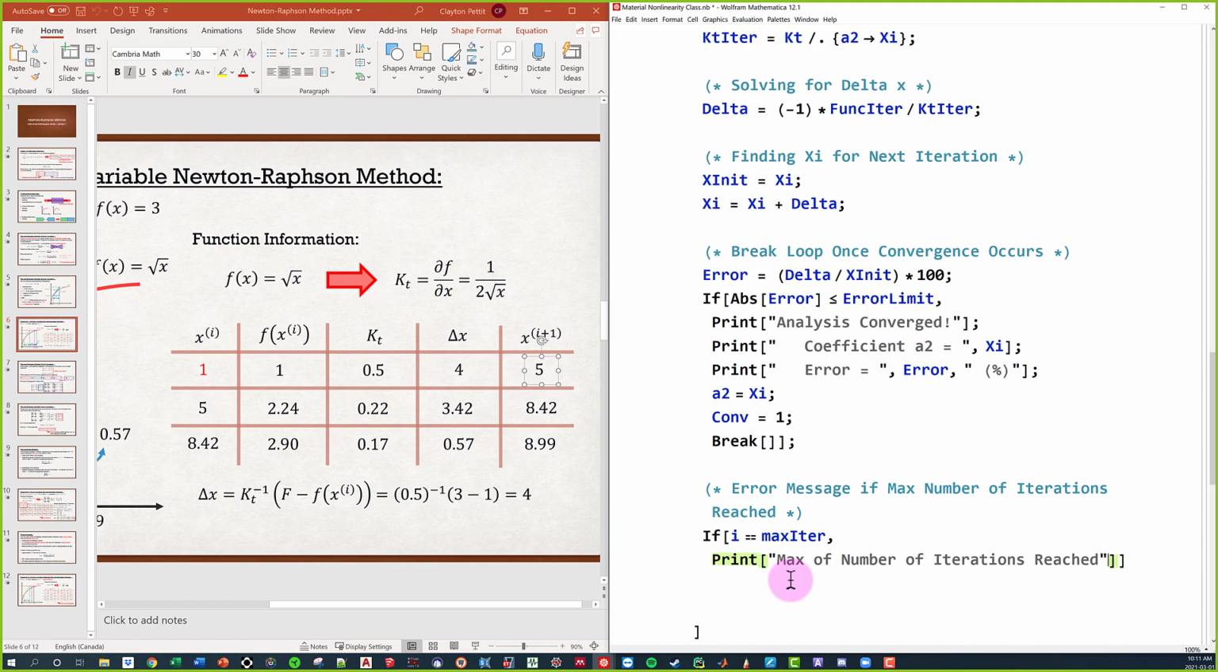So this just lets us know that the program quit. It reached the maximum number of iterations. It wasn't successful. Because if I don't include this message, I can run Mathematica and it'll just display nothing. And then everyone starts going, well, hold on one second. What happened? Did it converge? Did it not converge? Well, now this will let us know if it did or did not converge.